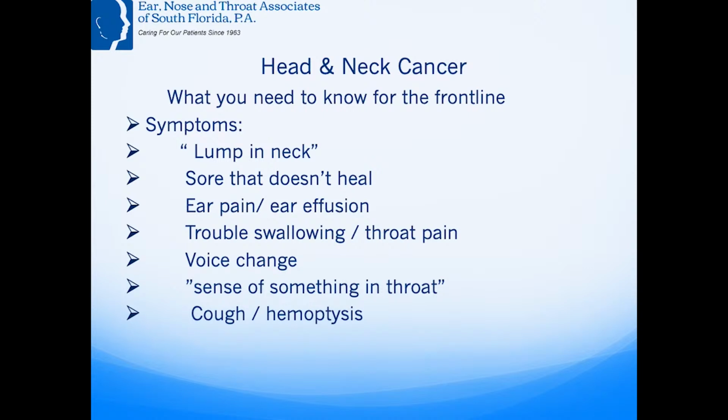Head and neck cancers, their presentation and their symptoms include not only the lump in the neck, not only a sore that doesn't heal, but it can also include ear pain, a unilateral ear effusion, trouble swallowing, throat pain, voice change, sense that they have a foreign body in their throat and they can't clear it. Other presentations can include a relentless cough with or without hemoptysis. So make sure you do a bimanual palpation on the neck and areas of concern. Inquire about hearing issues. Inquire about voice change. Is this your normal voice? So always be suspicious.